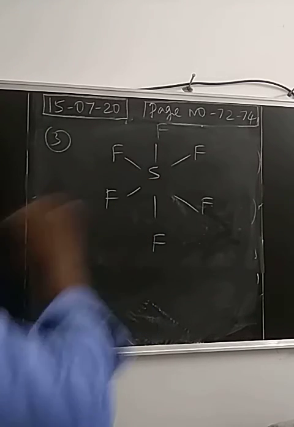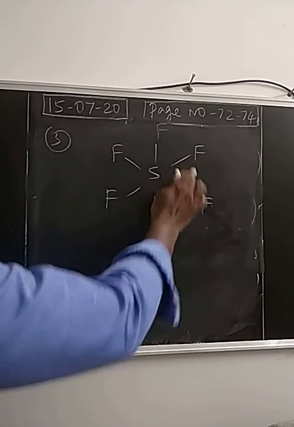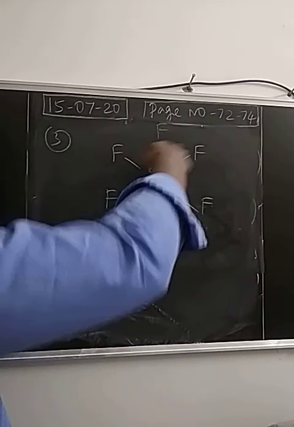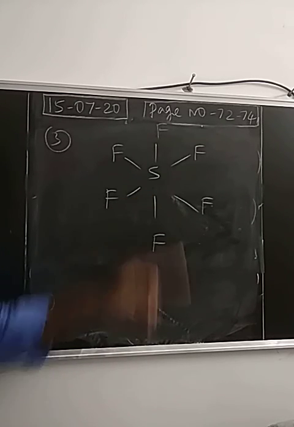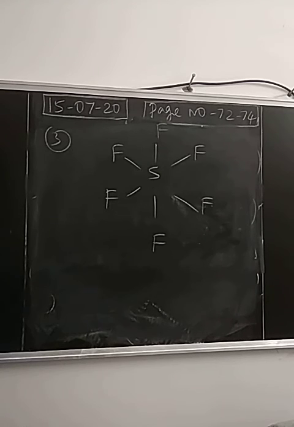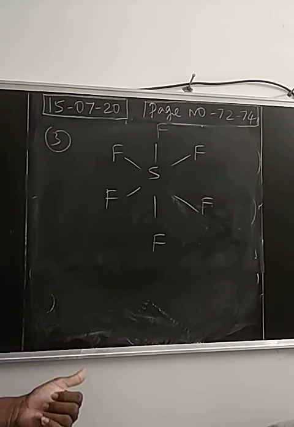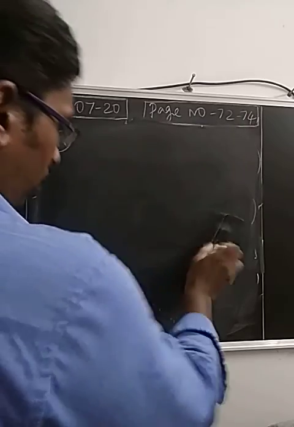consider the central atom sulfur. How many electrons does sulfur have around it? 2, 4, 6, 8, 10, 12. Totally 12 electrons are present as bonded pairs around sulfur. So this is not obeying the octet rule, right? So this is a molecule in which the central atom has an extended valence shell, which has more than 8 electrons around it, which is not obeying the octet rule. But this is the preferred structure based on what? Formal charge, right?